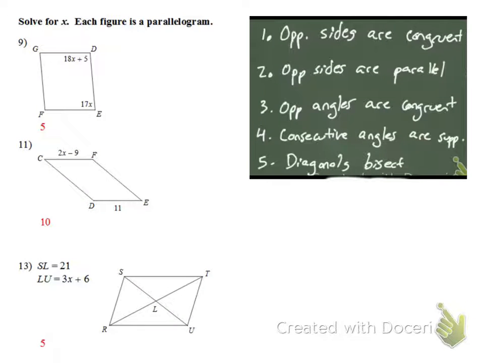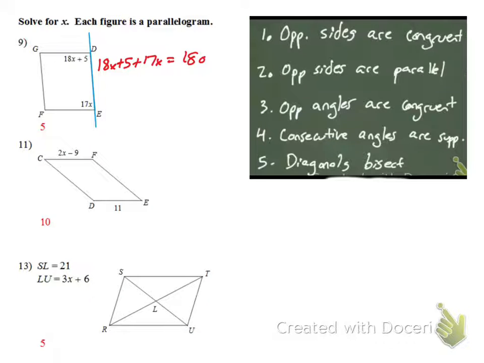All right, solve for x. Each figure is a parallelogram. So right here I have the rules for a parallelogram. So in number 9, I see that I have consecutive angles. Sorry, that's a terrible line. I have consecutive angles on this line here, angle D and angle E. And it says that consecutive angles in number 4 are supplementary. So I would have 18x plus 5 and then plus 17x would equal 180 degrees.